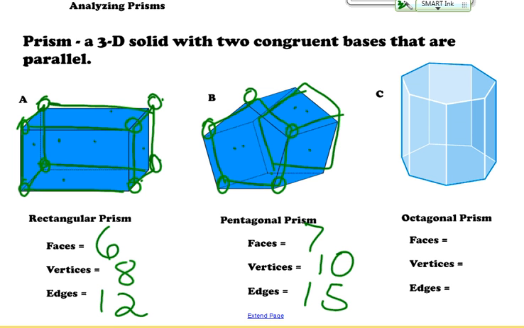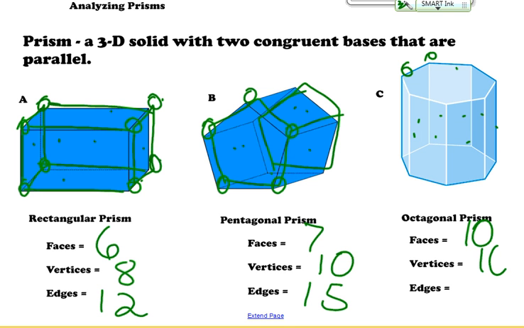Okay, octagonal. Faces. All right, we're going to have 1 on the top, 1 on the bottom, and since it's an 8-sided figure, we're going to have 8 rectangles going around helping us out. So that's going to give us a total of 10 when it comes to this one. Vertices, right? Once again, the corners, if we have 8 here, we're going to have 8 on the bottom. So that's going to give us a total of 16.